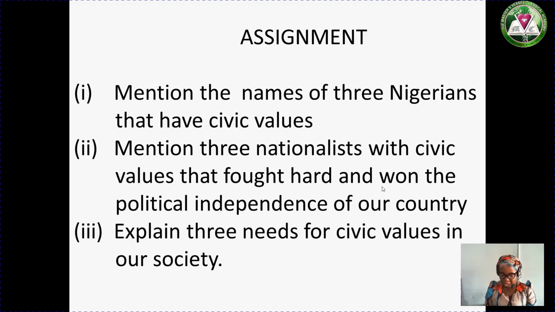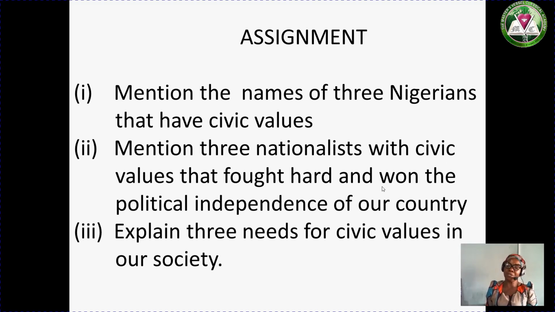Then number two, we have Professor Wole Soyinka. Then number three, we have Alhaji Balarabe Musa. Number four, we have Alhaji Aminu Kanu. Then the last person here is late Professor Chinua Achebe.